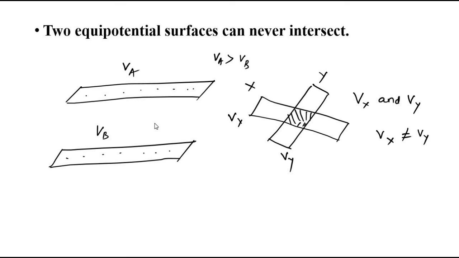It is not possible. So it is because of this reason that two equipotential surfaces can never intersect, because all the points on them are at the same potential, and if they intersect, it means at the intersection point we would have two values of electric potential existing at the same time at the same point, and that is not possible. So because of this, two equipotential surfaces can never intersect.